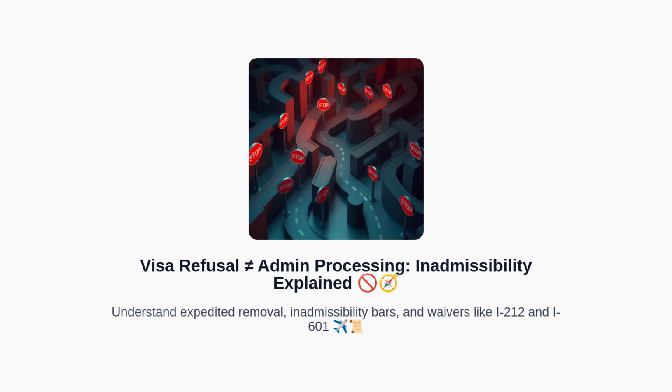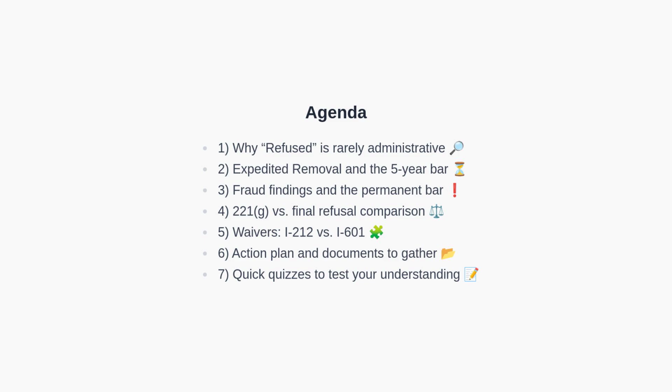Let's begin. Here is our roadmap. First, we will define what a refusal is and is not. Second, we will explain expedited removal and the 5-year bar. Third, we will explore fraud findings and the permanent bar. Fourth, we will compare 221G administrative processing with a legal refusal.